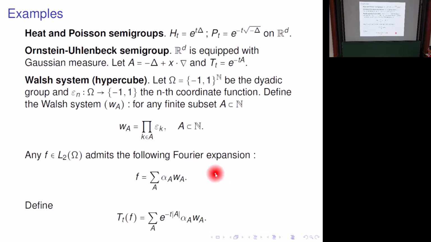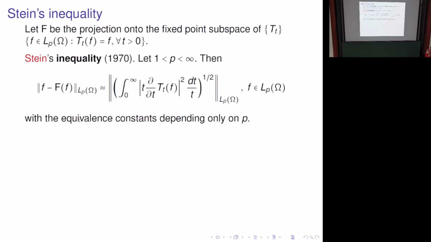So we define this semigroup. This is also a very good semigroup. So this, the cardinal number of A. So this is also a very standard semigroup on the Walsh system. So all these semigroups are symmetric diffusion semigroups. Okay. So now I give you the Stein inequality.